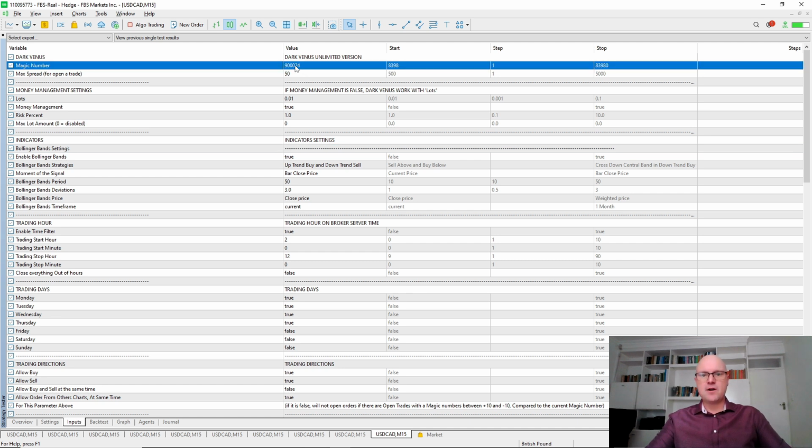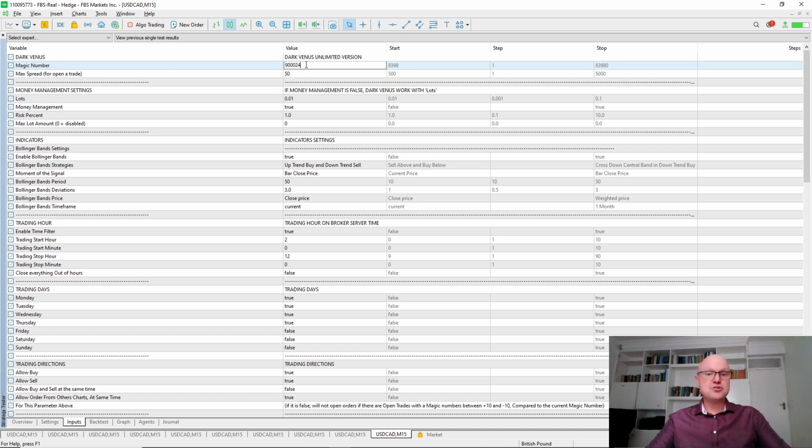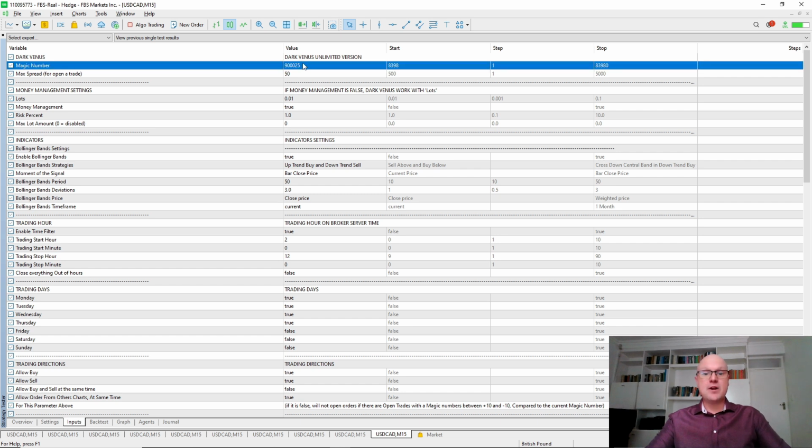Now, I'll also be creating a new MyFX book link for the account so you can follow along with me. So firstly, we are going to update the magic number from 9024 to 9025 to show that this is the latest version for Dark Venus. Now, when it comes to the money management options, I'm going to keep it at true. However, I will keep a low risk percentage of 1. This will show us how this trades on the $1,000 balance, typically starting at a 0.01.